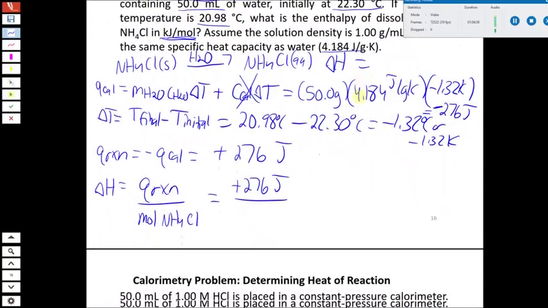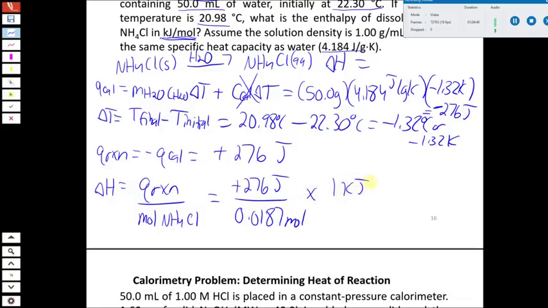And so then we're going to divide the heat of reaction by 0.0187 moles to get the heat of reaction per mole. What we want, though, is kilojoules per mole. So we have one more step here, which is to multiply this by 1 kilojoule over 1,000 joules to get it into the right units of kilojoules per mole. So always pay close attention to units in these problems, as I said. That gives us kilojoules per mole, and it comes out to a positive number, 14.8.